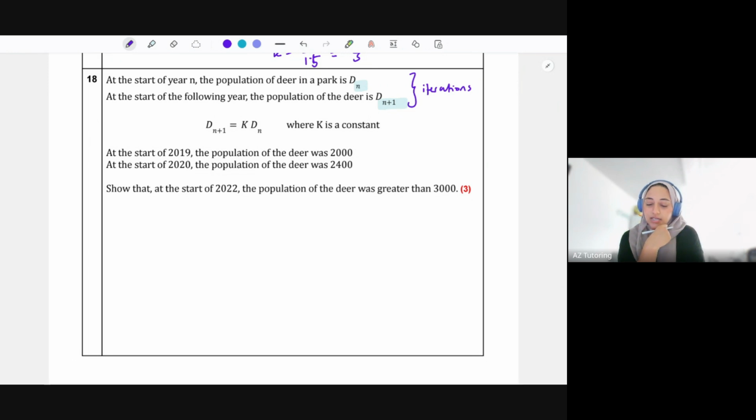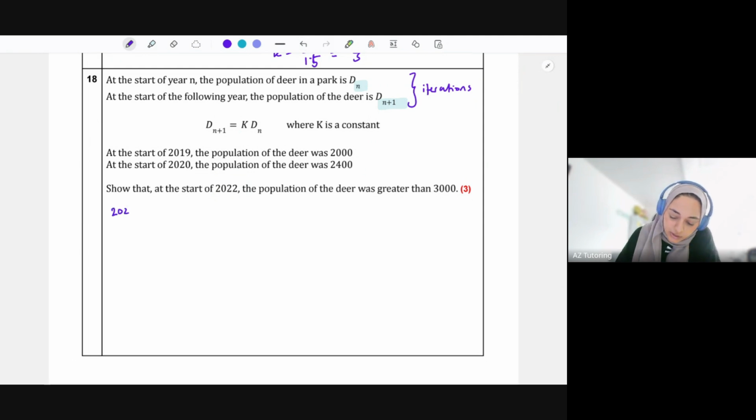Okay. It says at the start of 2019, the population of the day was 2,000. And at the start of 2020, the population of the day was 2,400. Show that at the start of 2022, the population of the day was greater than 3,000. Now, if I'm working out the population of 2022, I need to know the population of 2021, which they've not given us, so keep that in mind. And we also do not know the value of k in this equation, which is what we also need to find, and we're going to use this fact here.